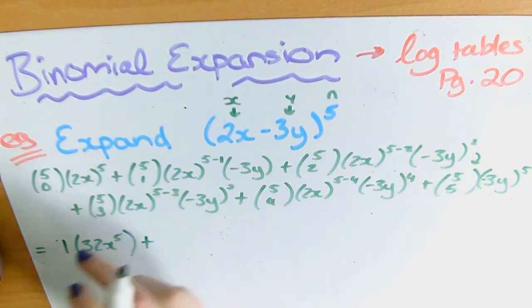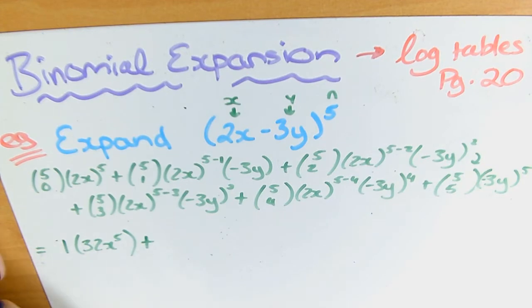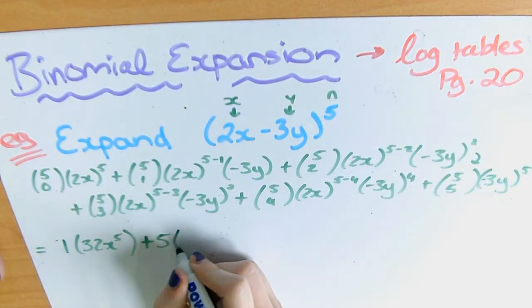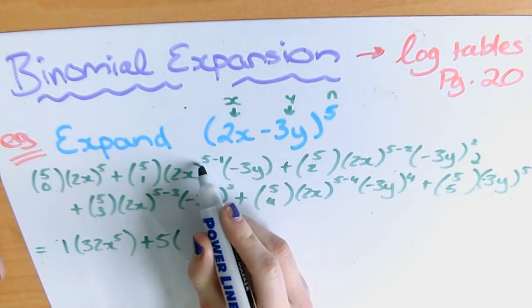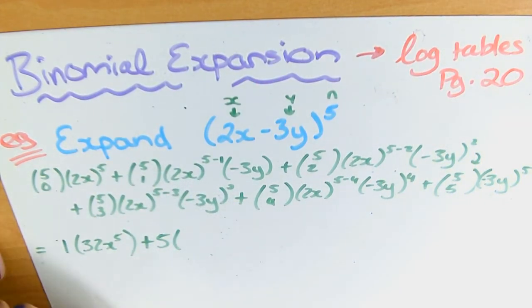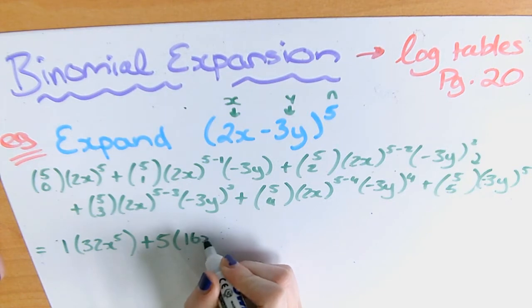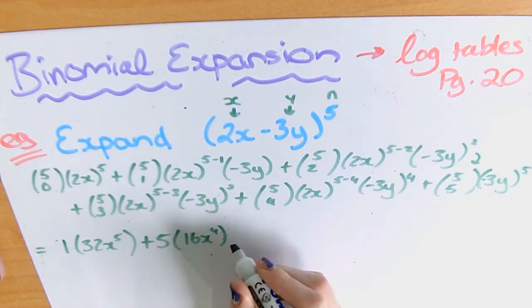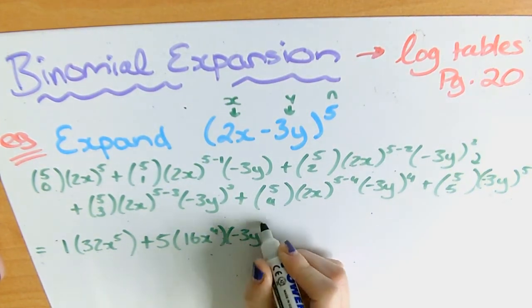So now we have 5 choose 1. So on our calculators again, 5 choose 1 gives me 5. 2x to the power of 5 minus 1 is 4. So that's really 2 to the power of 4. So we have 16x to the power of 4 by minus 3y.